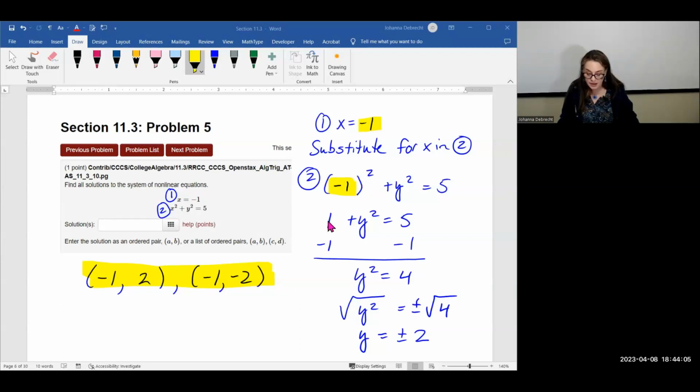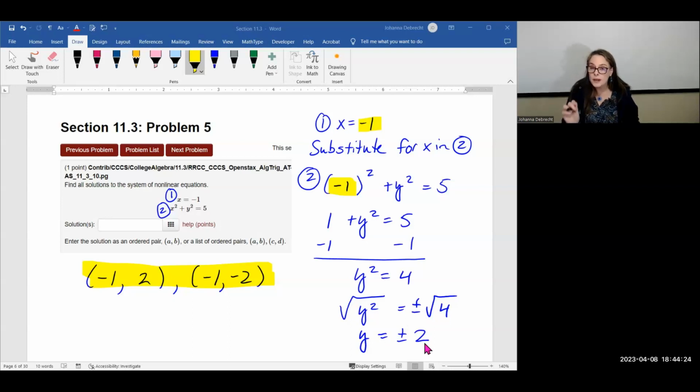-1 squared gives me +1, so I have 1 plus y squared equals 5. Then I move the 1 to the opposite side to isolate the y squared. Y squared equals 4, taking the square root of both sides. The side without the variable gets a plus or minus, and I get y equals plus or minus 2.